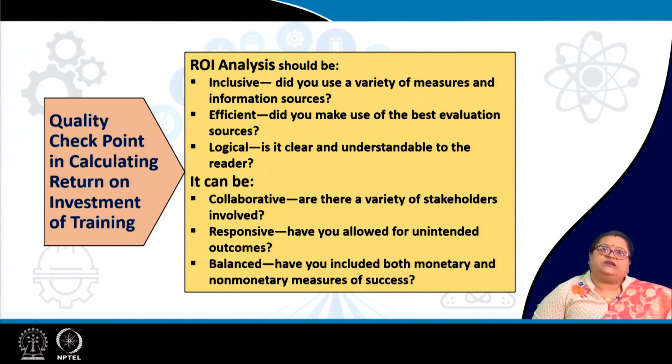Now, some of the quality checkpoints in calculating return on training investment, continuing with the previous ones: it should be inclusive. Did you use a variety of measures and information sources? Is it efficient? Did you make use of the best evaluation sources? Is it logical? Is it clear and understandable to the reader? It can be collaborative. Are there a variety of stakeholders involved? Responsive. Have you allowed for unintended outcomes? Balanced. Have you included both monetary and non-monetary measures of success?